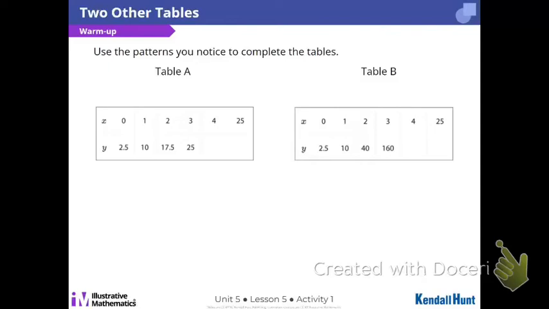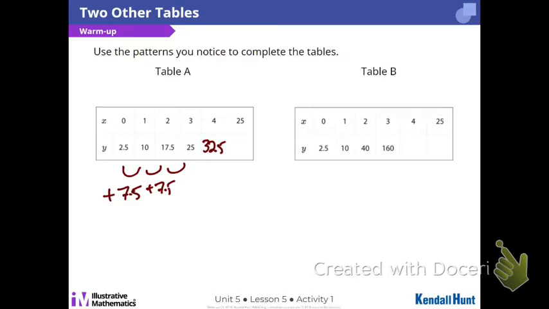Take a look at these tables. Who can tell me what pattern they noticed in table A? Emmett? Every time it adds 7.5. Yeah, so repeated addition tells me this is what type of function? Linear. So 7 plus 25 plus 7.5, I've got 32.5 here. Notice it jumps to 25.